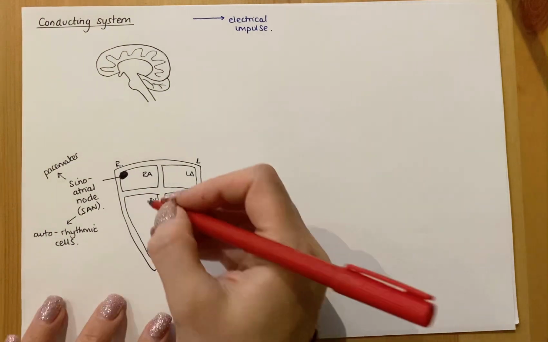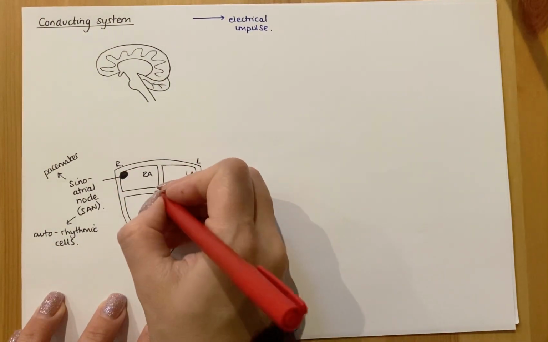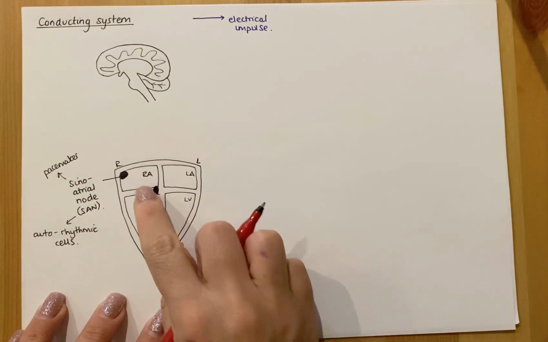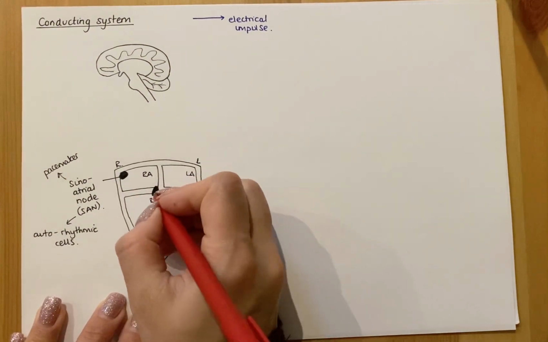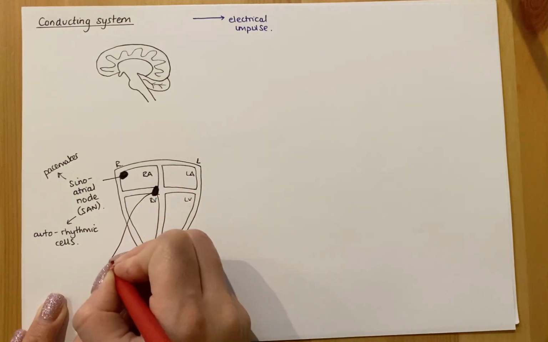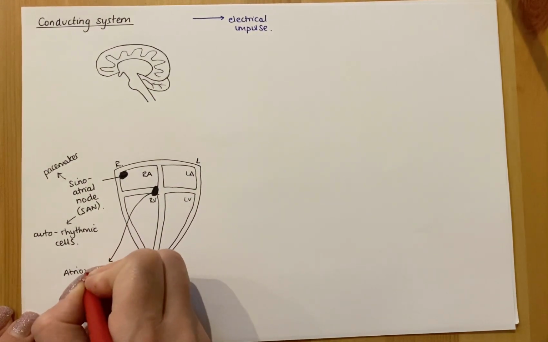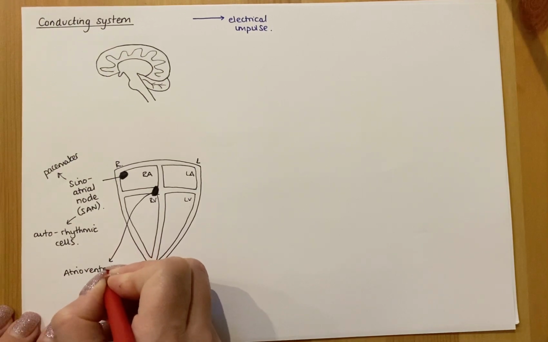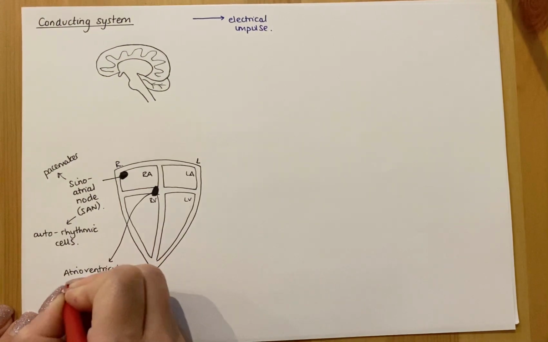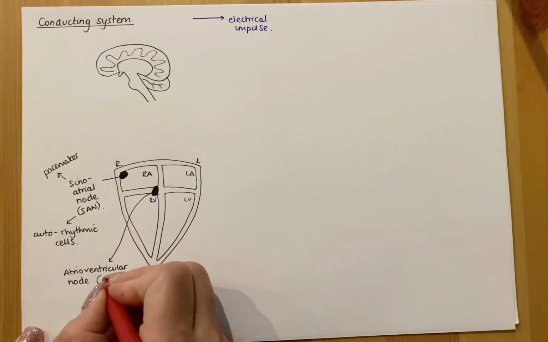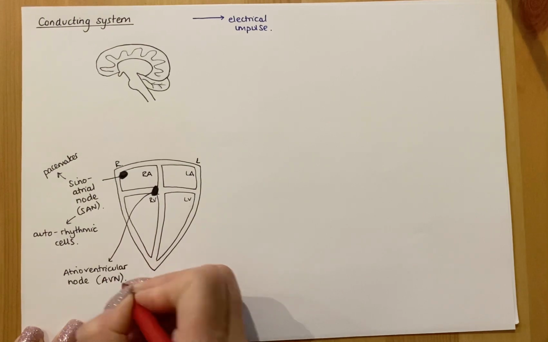Okay, you also have another node, which is also on the right-hand side of the heart, but this time it's in the central part of the heart, right in the centre, in between an atria and a ventricle. And that's why this one is called your atrioventricular node. Now if you think about the AV valves, atrioventricular valves, they're shortened to AV. So the atrioventricular node can also be shortened to the AVN.